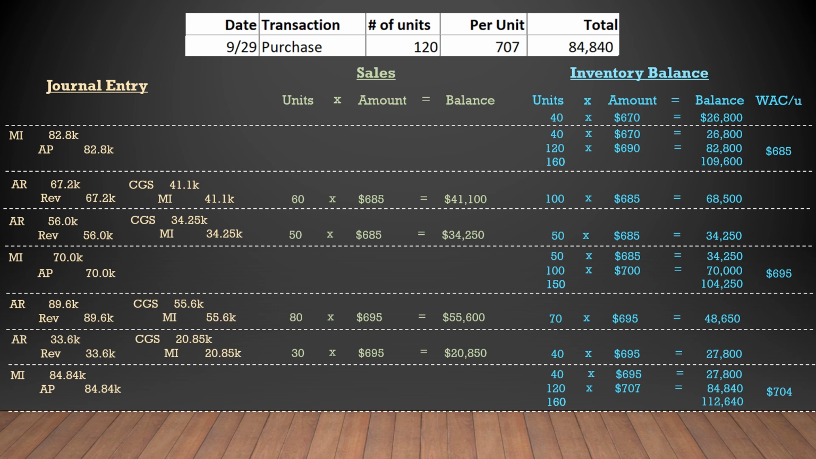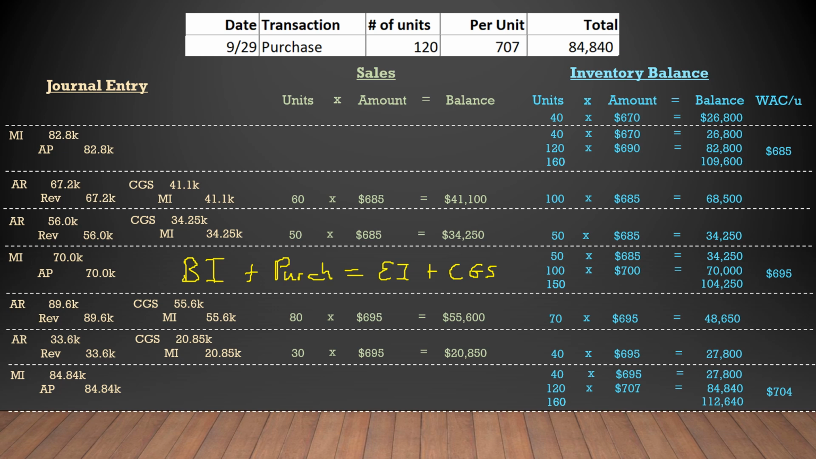Just as we saw under FIFO and LIFO, we can use our formula of beginning inventory plus purchases equals ending inventory plus cost of goods sold to verify that our numbers look to be correct.